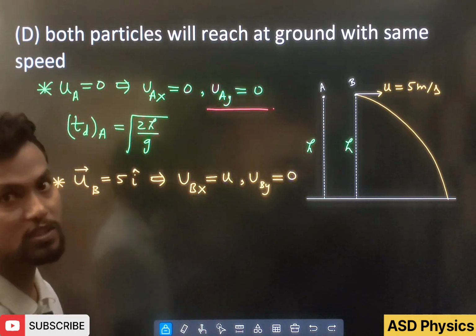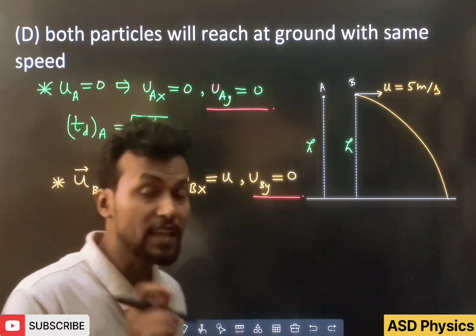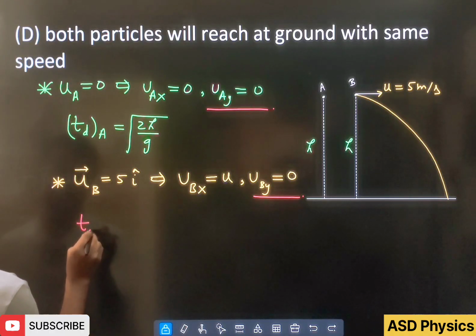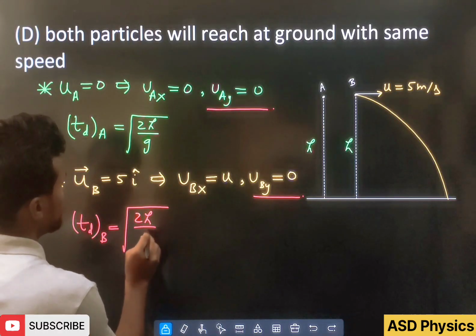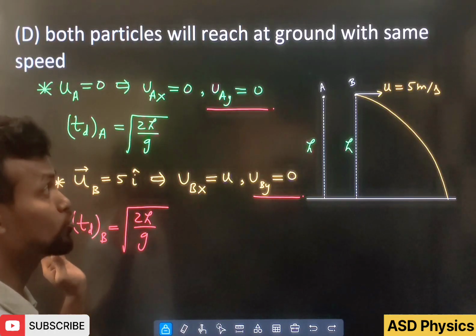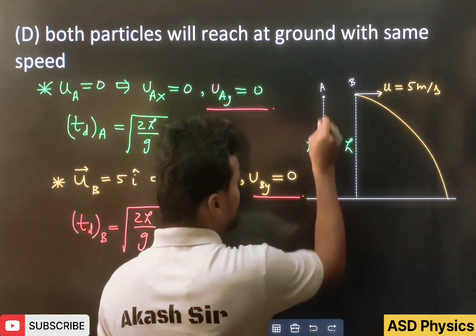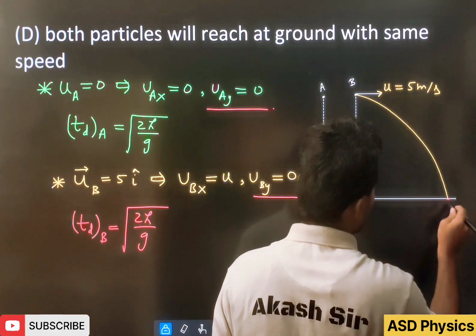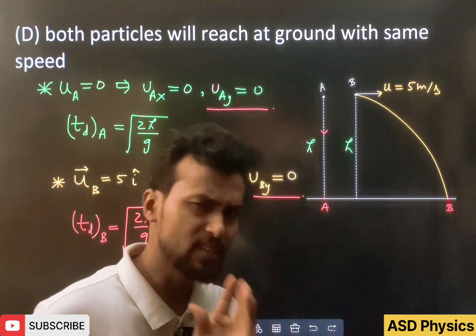So remember, this is very important: particle A has vertical velocity 0, and particle B also has vertical velocity 0. And for time, the vertical component is responsible. When you simplify this, even if you remember the formula, the time for B also comes as root 2h by g. That means here time is root 2h by g, and here time is also root 2h by g. That means both particles will reach the ground at the same time. Particle A, when dropped, will reach here, and particle B, projected along the projectile path, will reach here.